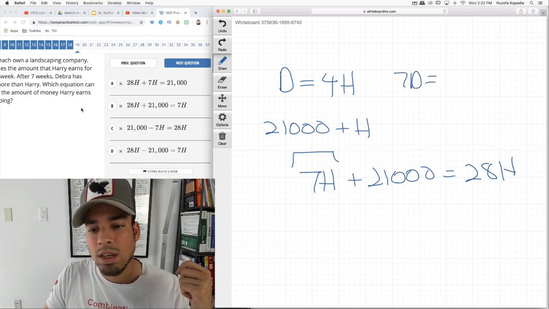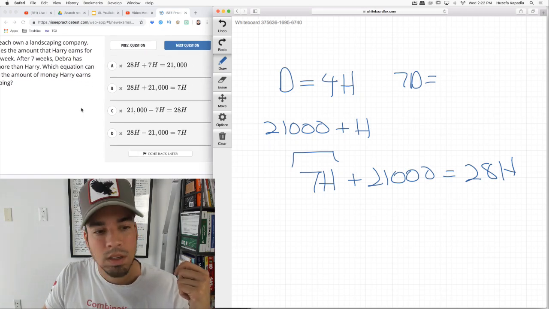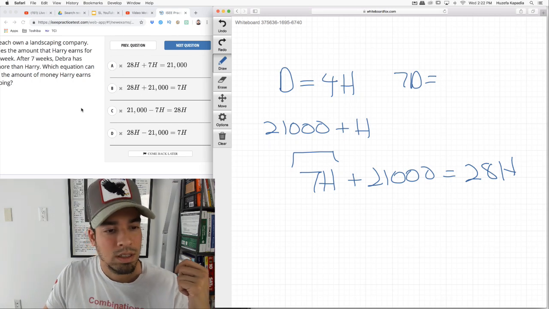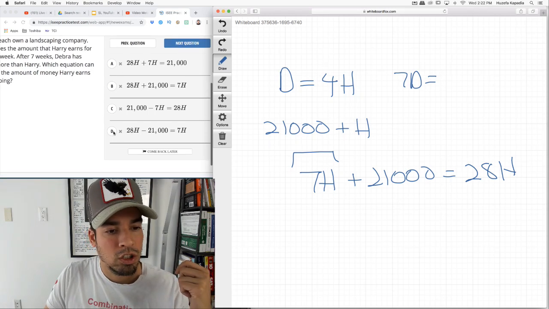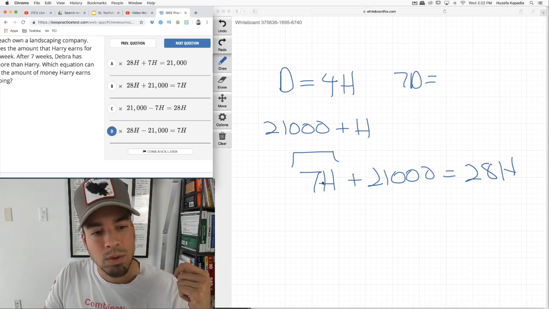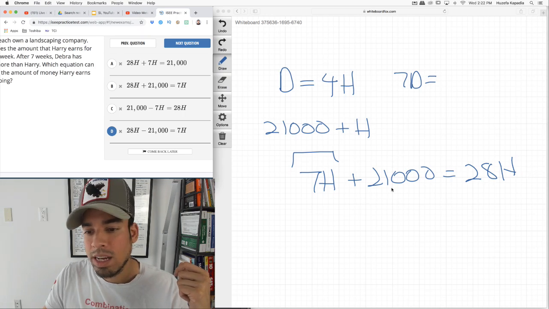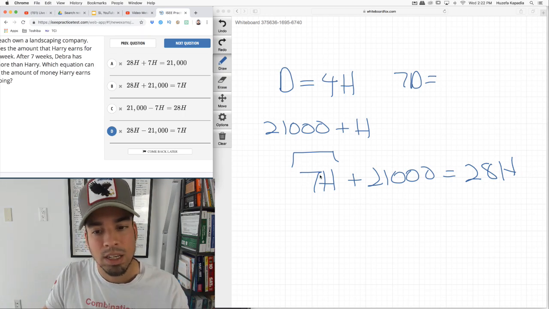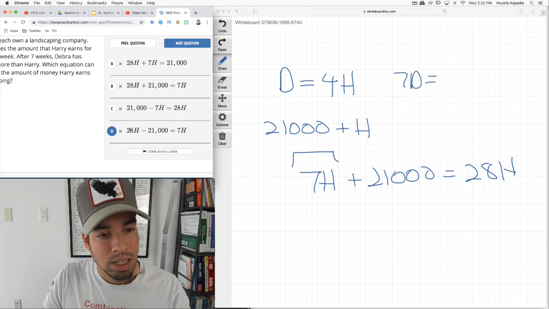It's D, because this is the same equation. If I were to subtract both sides by 21,000, I'd get 28H minus 21,000 equals 7H. So pretty hard problem, but that's definitely the right one.